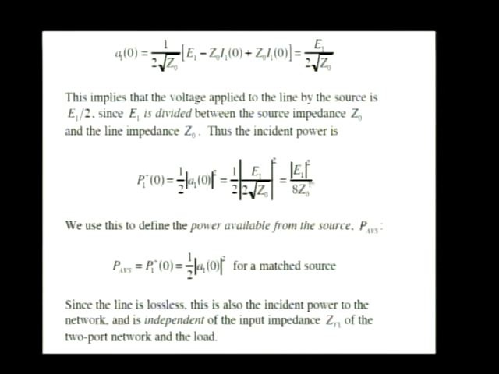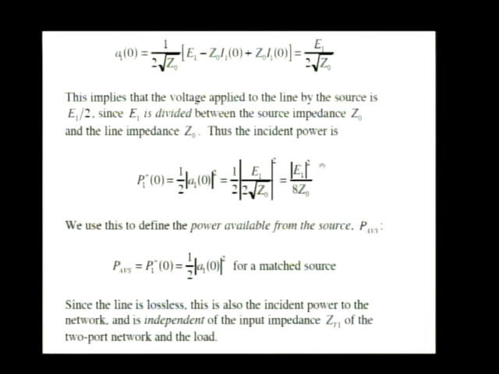It's known as the power available from the source, and it even has its own symbol. We'll see more of this later on. It's called PAVS, available from the source. It is defined as the incident power. It's defined as 1/2 A1 squared, and it's equal to that for a matched source.